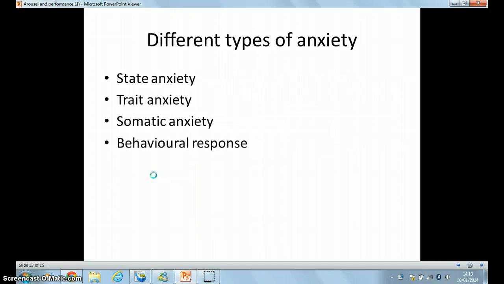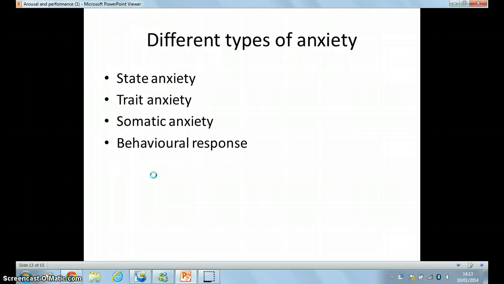Different types of anxiety. State anxiety. This is a temporary mood state which changes as an emotional response due to different situations. So if you are in a World Cup final, you will be happy and hyped up for the game, but if you misplace a pass then the mood will change and you will be wary of doing it again.